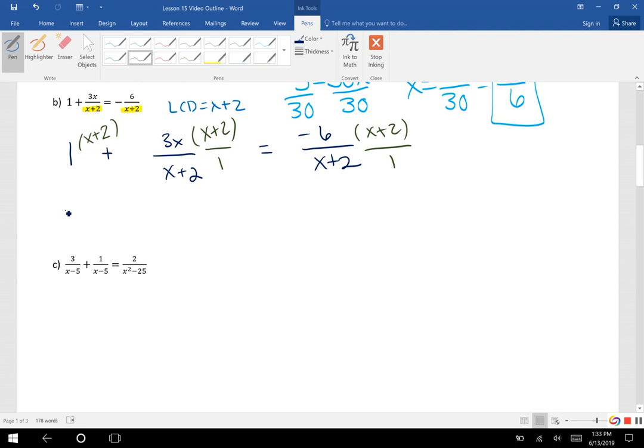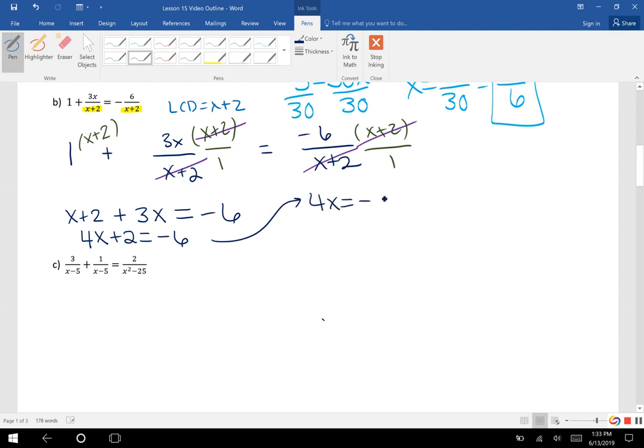So 1 times x plus 2 is just x plus 2. And then in this second fraction, the x plus 2's are going to cancel, and we are just left with the 3x. And on the right-hand side, something similar happens. The x plus 2's cancel, and we're just left with the -6. All right, so this is something we can solve. If I combine like terms, I get 4x plus 2 equals -6. Minus the 2, so 4x equals -8. Divide by 4, x equals -2.